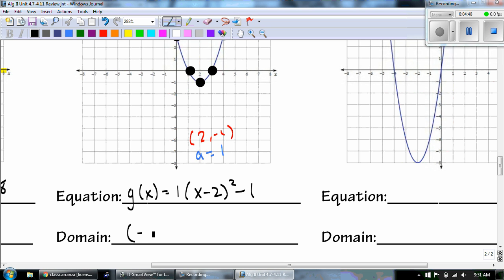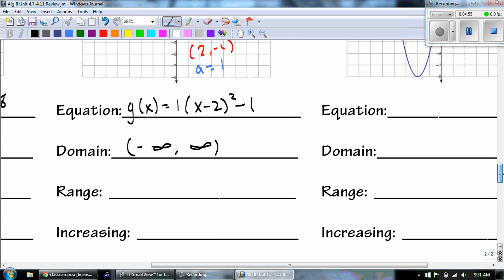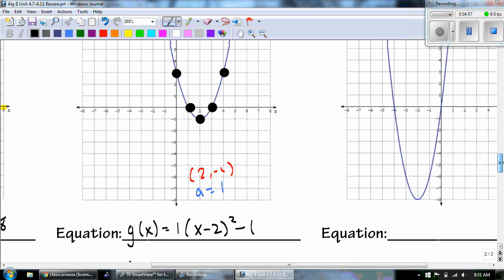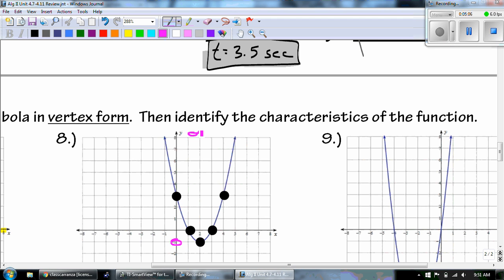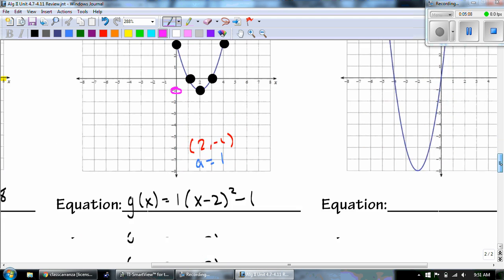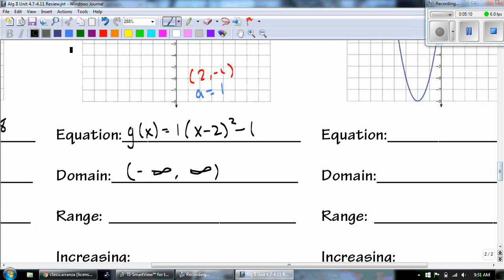So our domain from left to right, those are our x values, are -infinity to +infinity. For my range, I look at the bottom, as low as I go, which is -1, and it keeps on going to positive infinity. So that was -1 to positive infinity.